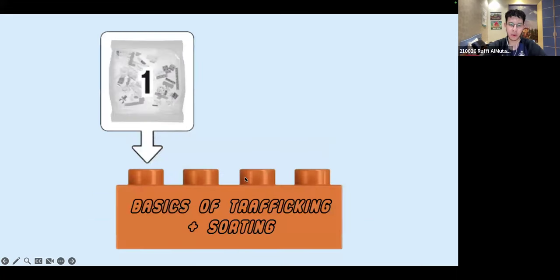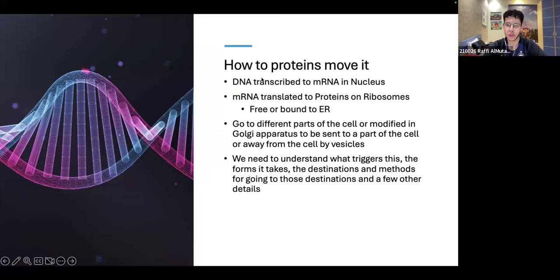So what does it mean when we say we want to traffic a protein? Let's talk about the central dogma of molecular biology. We make DNA, DNA makes itself. DNA will get converted to RNA by transcription, and RNA will get converted to proteins by a process called translation. Translation happens on ribosomes, and ribosomes can either be free within the cytoplasm or part of the rough endoplasmic reticulum. Now, they can go to different parts of the cells.